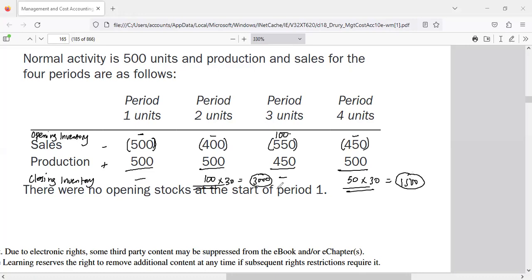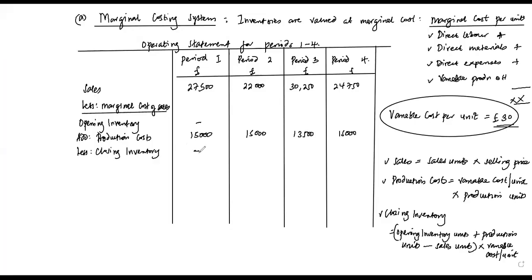In period 3 and 1, we don't have closing inventory. Let me transfer this to my profit statements or operating statements. And then we see, closing inventory, period 1, no. Period 2, we have 3,000 there. Period 3, no, there is nothing. Then period 4, we have seen period 4 we have.